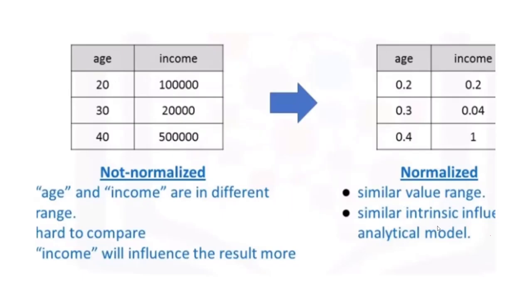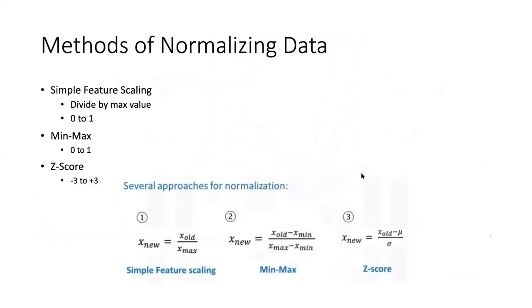But this is not the same for all models. It's different for different models based on how the model's internal mechanism is. For normalizing we have different techniques. The first thing is simple feature scaling: take the maximum value, divide everything by the maximum value.